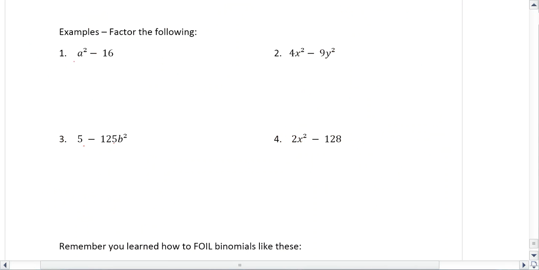Let's do a few examples. a squared minus 16. Now when you get this on a factoring worksheet, you might think, oh no, I can't use the diamond method. I don't have a trinomial, and there is no middle term. And you're right.